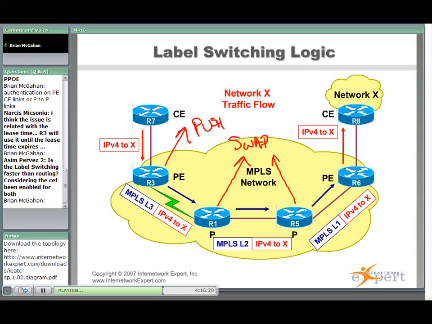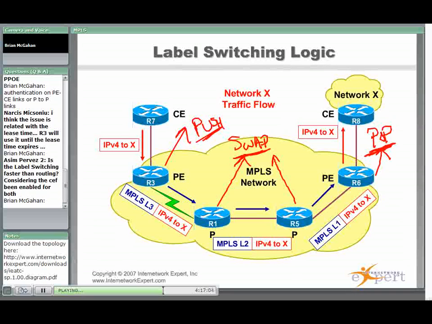Okay, so if we look at the previous example, router 3 is performing the push operation. So it's taking the IP version 4 packet and it's adding the MPLS header onto it. Router 1 and router 5, they're receiving the packet in one interface, changing the label value, and sending it out another interface. They are performing the swap operation. Now router 6, it's receiving the MPLS packet, taking the header off of it, and sending it out as an IP version 4 packet. So router 6 in this case is performing the pop operation.